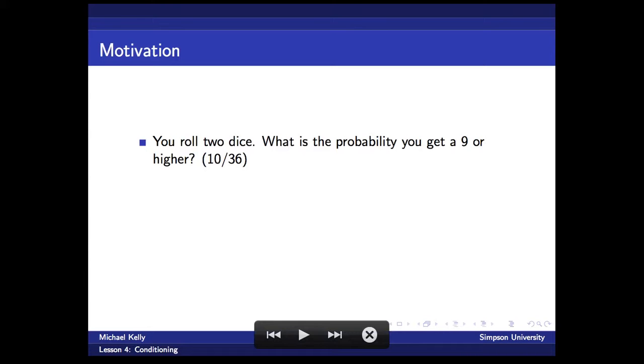So something you all already know how to compute. Suppose we roll 2 dice, and we want to know the probability we get a 9 or higher. And the answer is 10 out of 36.